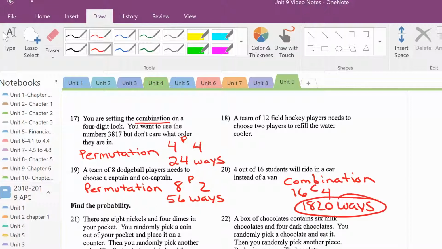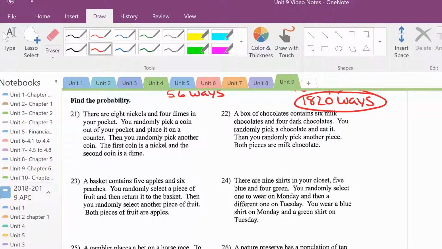All right, so now we're going to do some probability. So there are 8 nickels and 4 dimes in your pocket. You randomly pick a coin out of your pocket and place it on the counter. So you're putting the coin away. Then you randomly pick another coin. The first coin is a nickel and the second coin is a dime.